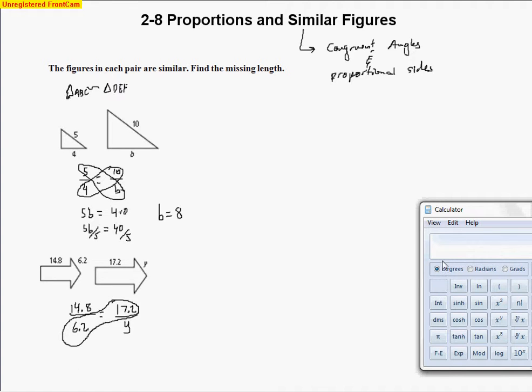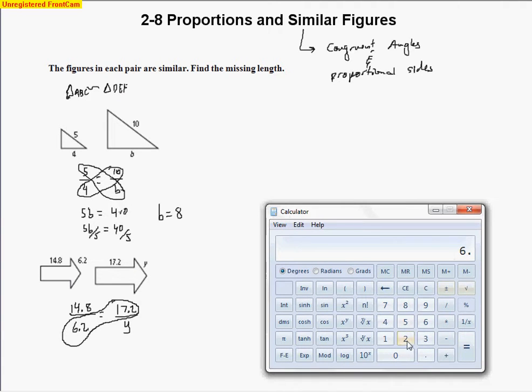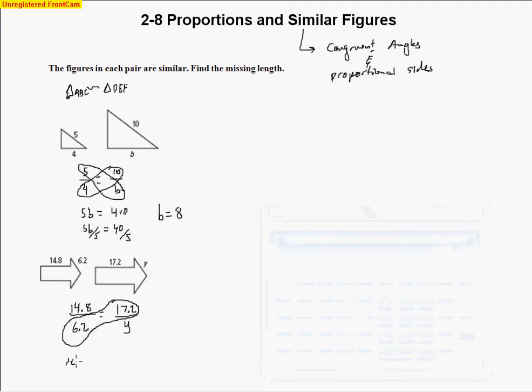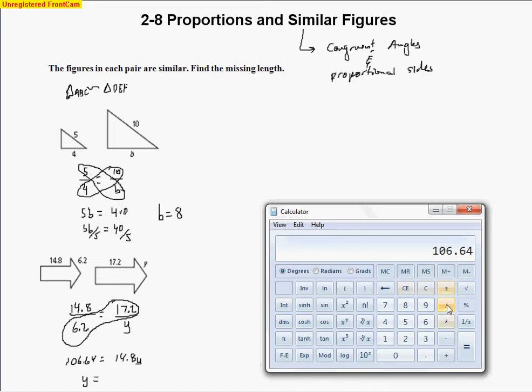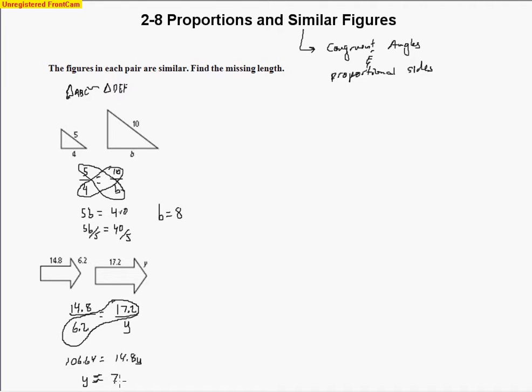So I'll multiply those two numbers there. So I've got 6 2/10 times 17.2 gives me 106.64. And then I have to set that equal to 14.8y. So I'm ready to do the division, and that'll give me my answer. So let's take that answer and divide by 14.8. And we get this number that repeats. So I'm going to just round this to 7.2. The 0 is not big enough to round that up, so we'll say it's about 7.2.